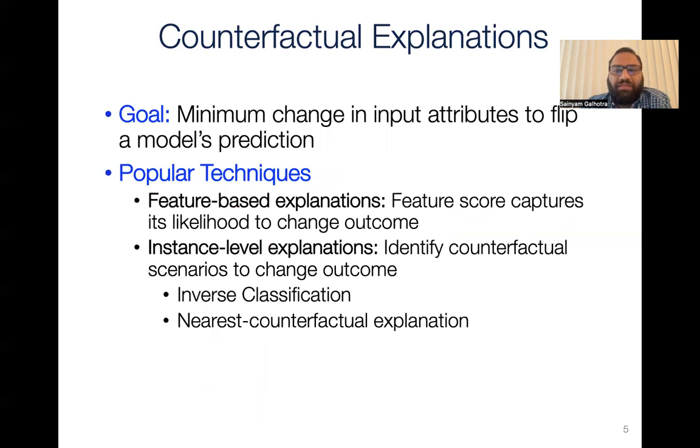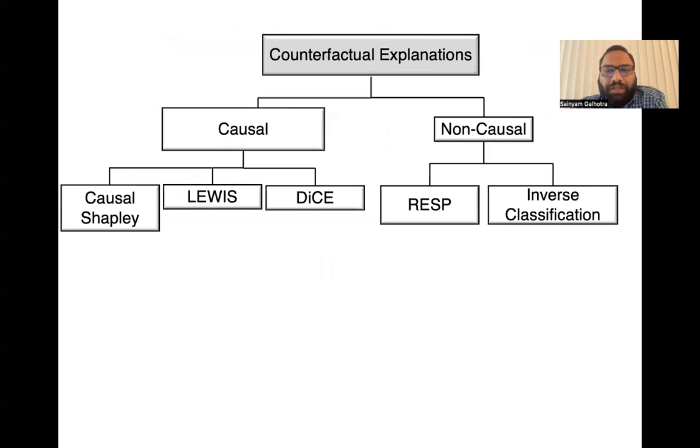There are many different techniques which aim to identify minimum change in input attributes such that the model outcome can be flipped. These techniques are generally of two different types. First, feature-based explanation methods generate a counterfactual explanation score for every feature. This score characterizes the likelihood that changing the feature would change the outcome. Second, instance-level techniques calculate a counterfactual scenario for the input individual to generate different explanations. Today, we'll look at 5 different techniques, 3 of which are causal and 2 of those are non-causal.